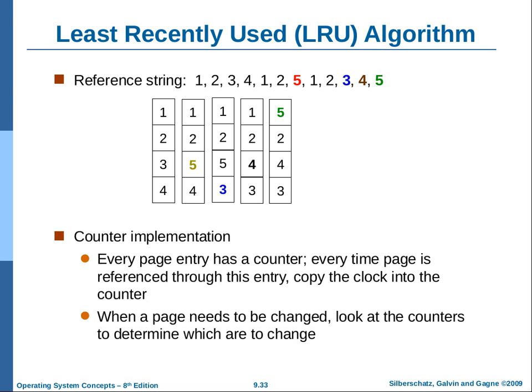But back to this, so we cannot do full code analysis, but we can do LRU because we do know what happened in the past. Counter implementation: every page has a counter. Every time the page is referenced, copy the clock into the counter, so you're having a timestamp. When a page needs to be changed, look at the counters to determine which one to change. What's the runtime complexity of this?